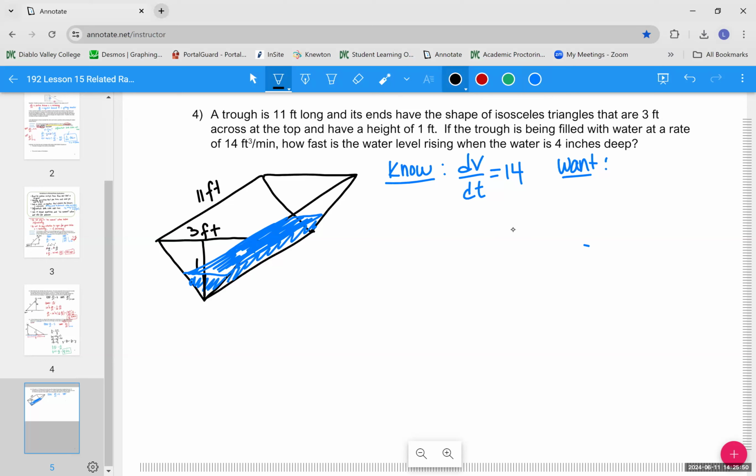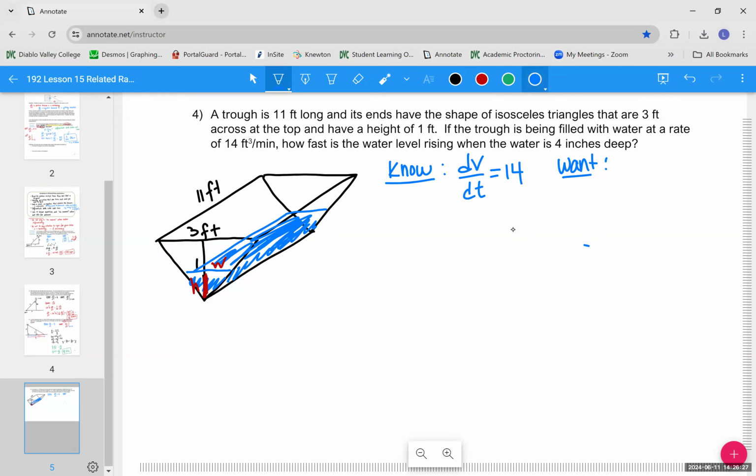So let me use maybe red. This would be my water level. There is a height here. And there's also a radius here, or I guess you could call it a width. Maybe a width would be better. I'm going to erase that. Of course, it's going to erase my water. So there is a height and a width to your trough of water, to your prism of water.